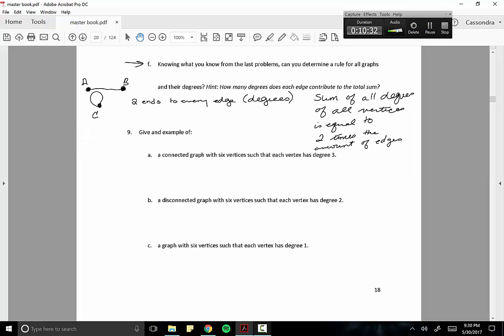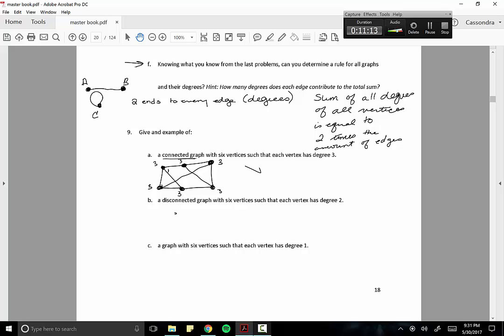So 9 is a commonly asked question. In 9, we're asked to give an example of a connected graph with 6 vertices such that each vertex has degree 3. So 1, 2, 3, 4, 5, 6. I want a connected graph, so I know it's got to be in one piece. So I'm going to go ahead and force that to be in one piece. Now your picture may look different than mine, and that's okay, just as long as it meets the criteria. Now each vertex here has degree 2, but if I start adding edges, these guys have degree 3, this has degree 3, this one has degree 3, this one has degree 3, and I'm going to go across here. That has degree 3, that is degree 3.